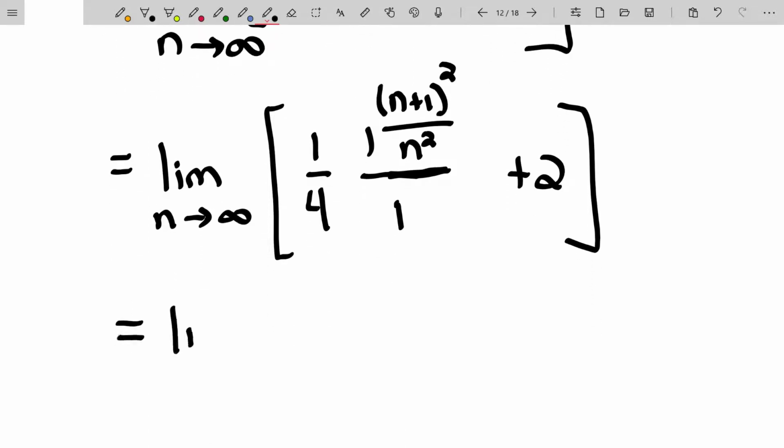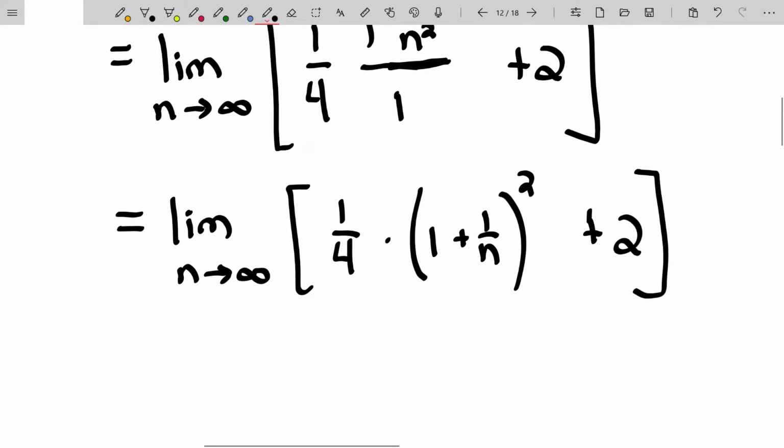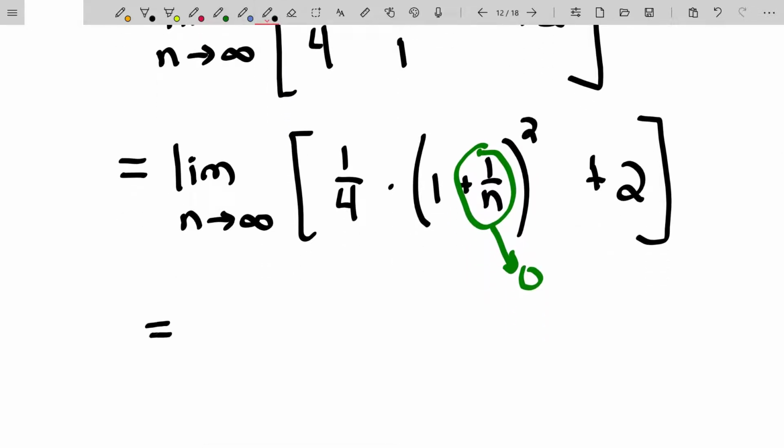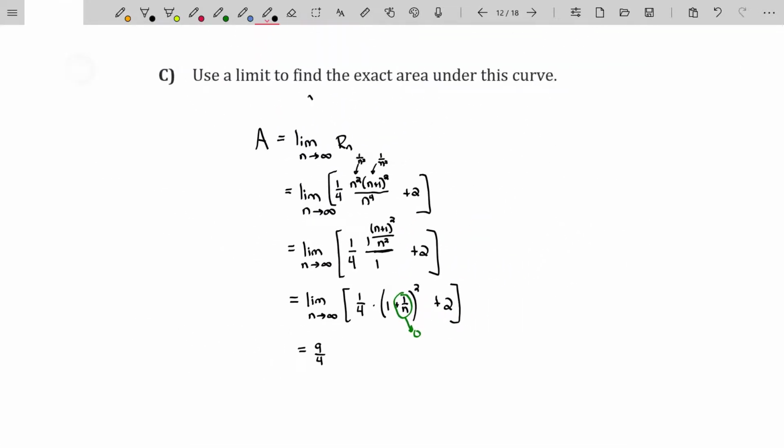And that's equal to the limit as n goes to infinity of 1/4 times, let's see, that's something squared. Oh, it's (n plus 1) over n, or in other words, (1 plus 1 over n) squared, plus 2. And we happen to know as n goes to infinity, 1 over n tends to 0. And so therefore this becomes 1/4 times 1 plus 2, and that will be 9/4. That is the true area underneath the curve f of x equals x cubed plus 2.